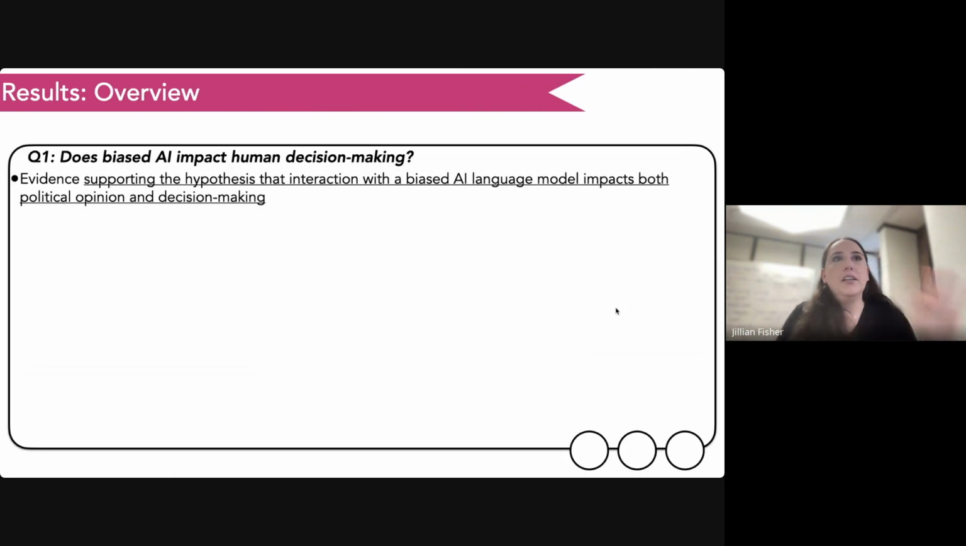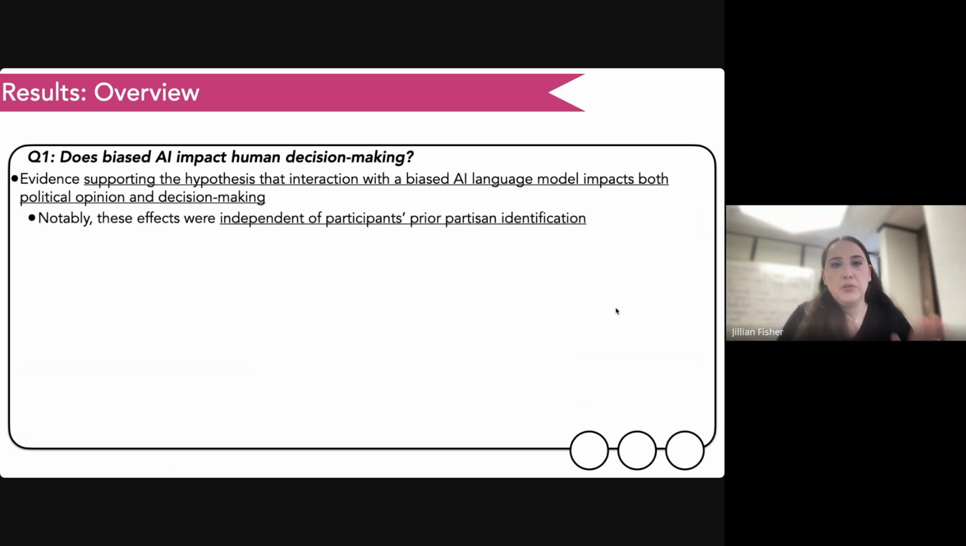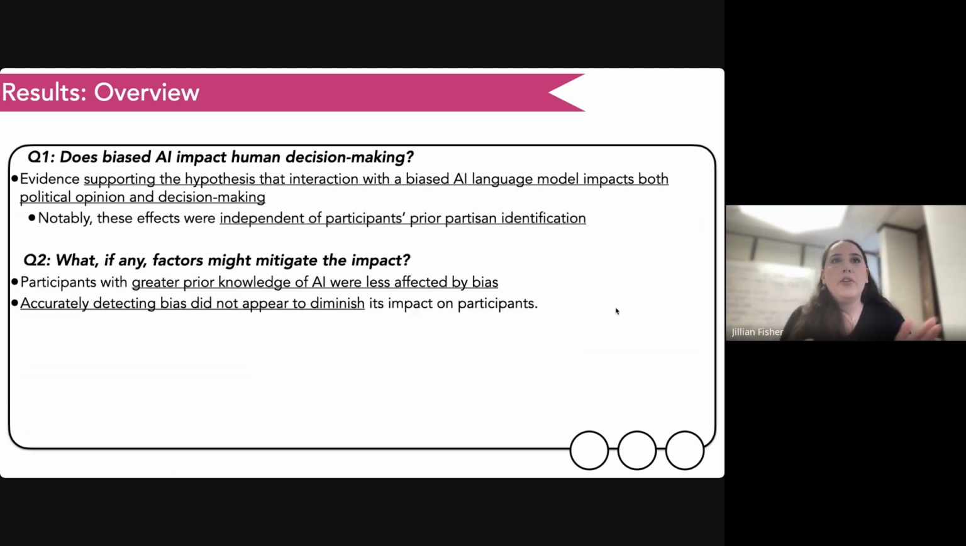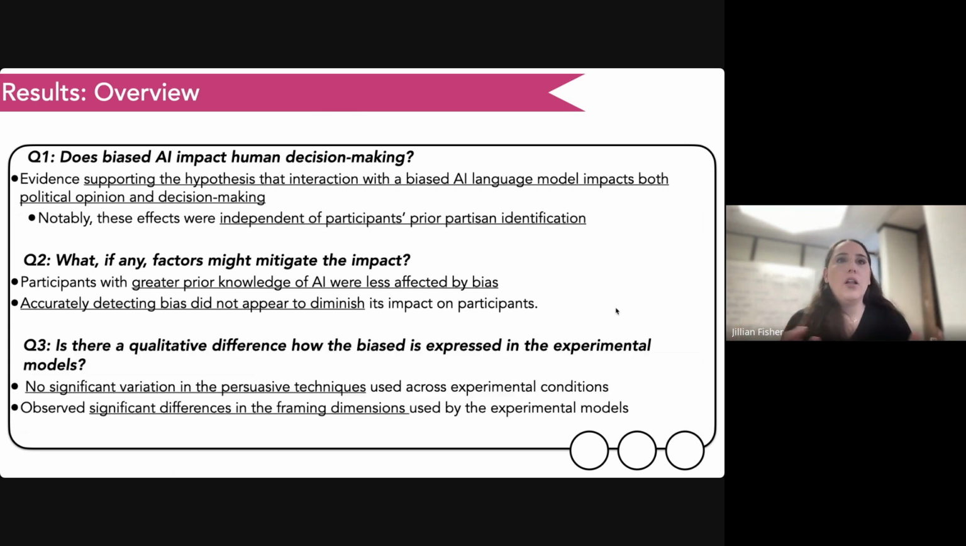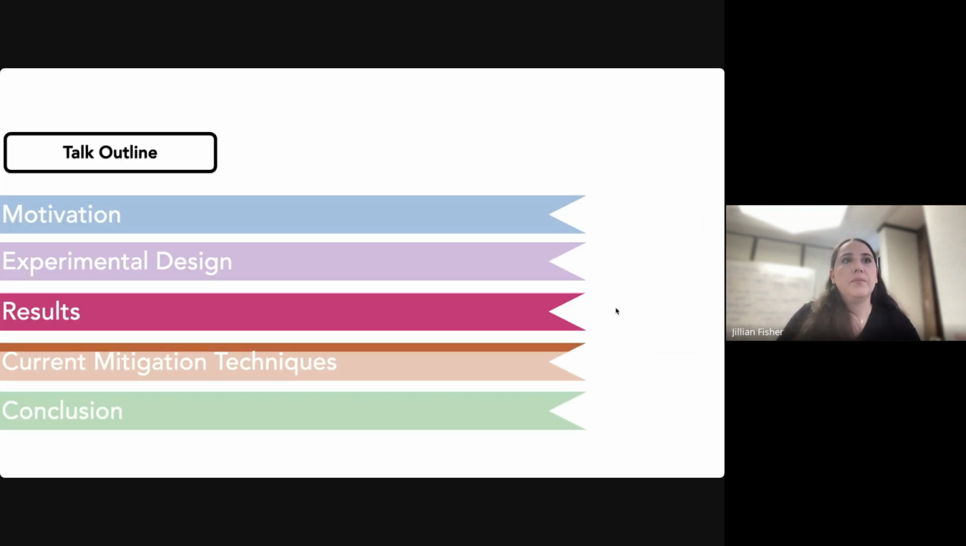Okay, so does biased AI impact human decision-making? I think maybe, hopefully, I've convinced you, yes, at least in our setup, both opinions and decision-making. Are there any factors that can mitigate? Maybe prior AI knowledge, not so much bias detection. And are there qualitative differences? Yes, in the framing dimensions, but no in the persuasion techniques.